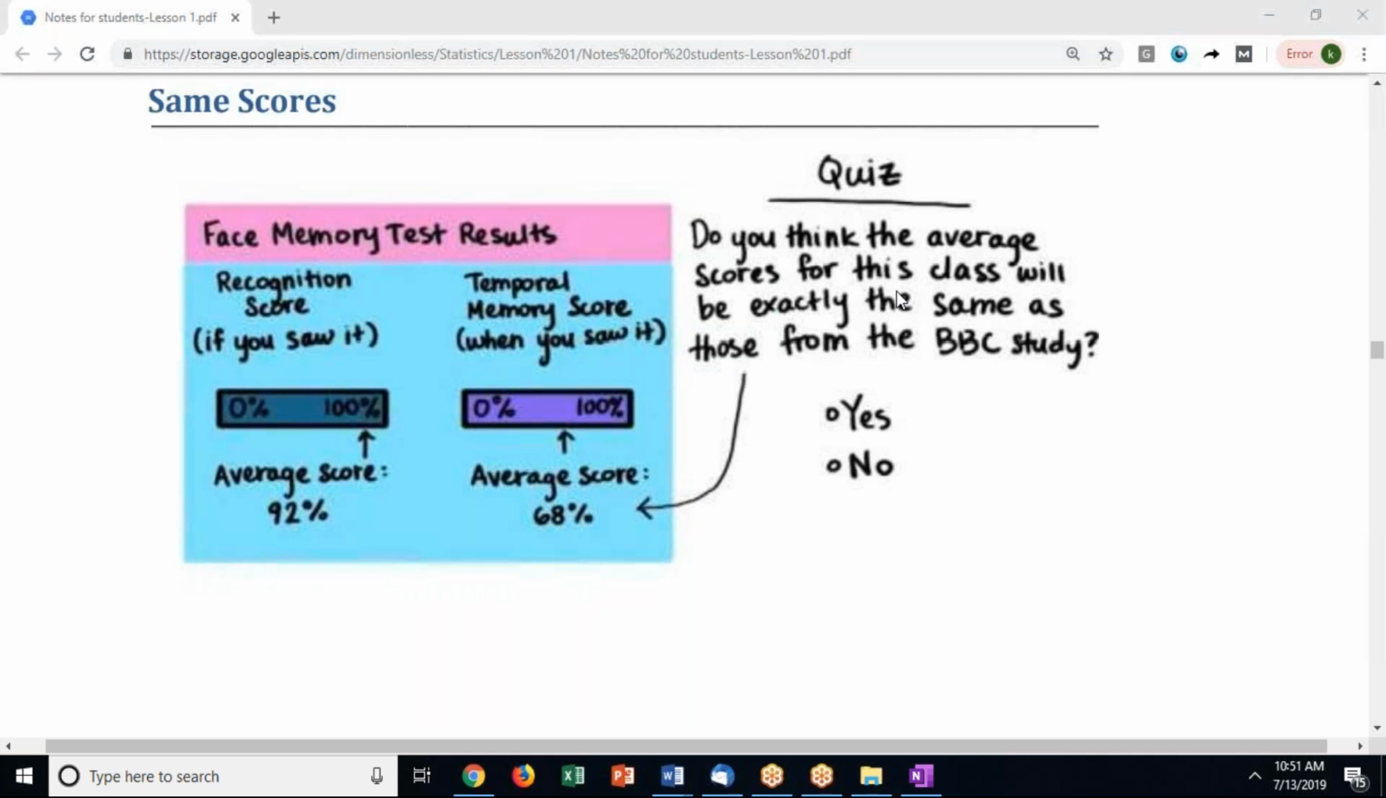All right. Now if I take a random sample, say 20 of my friends, some random friends, and ask them to take the test, do you think their average recognition score and average temporal score would be the same as the population data? No. Why?